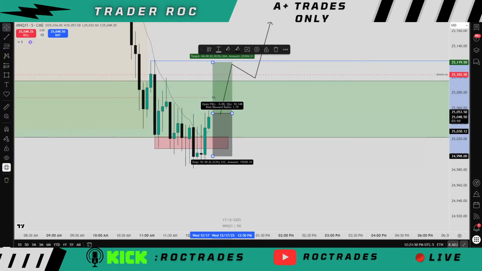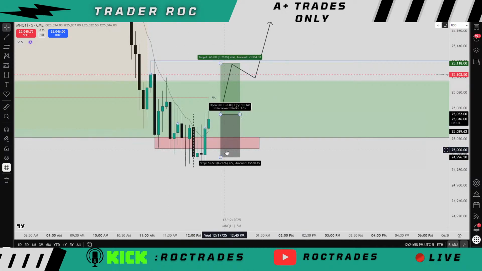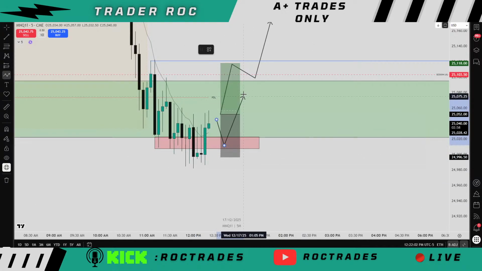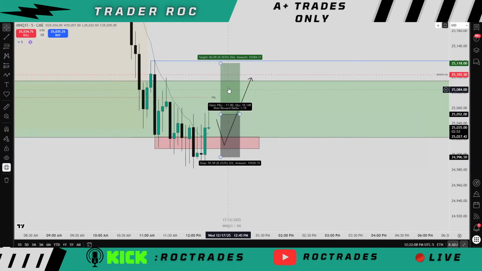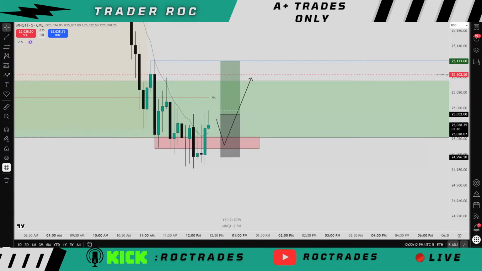Really nice 5-minute candle. You get a nice closure through the EMA. Let's see if we can retest it, maybe retest this level down in here. See if price wants to hold that for us, get a clean scalp higher, fill that gap in, and call it a day.